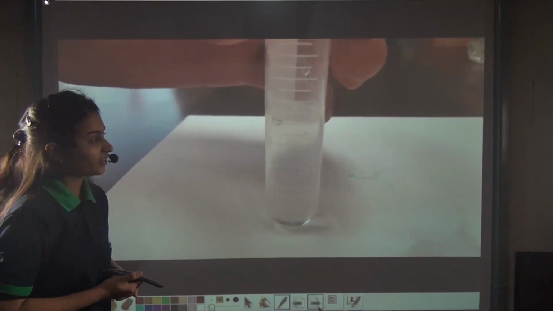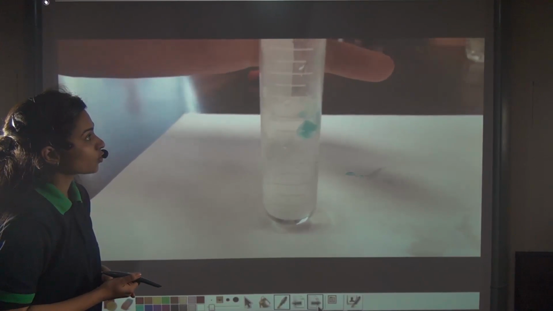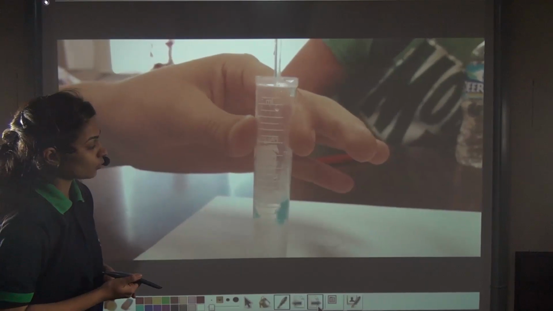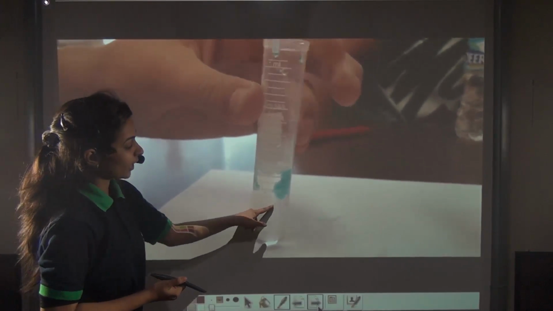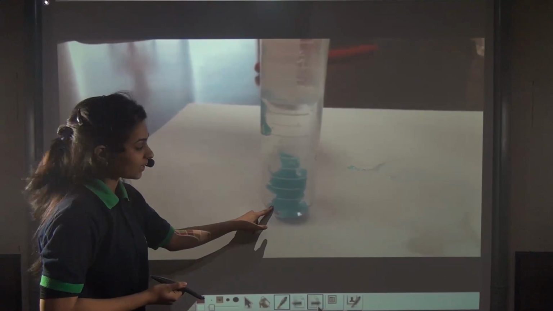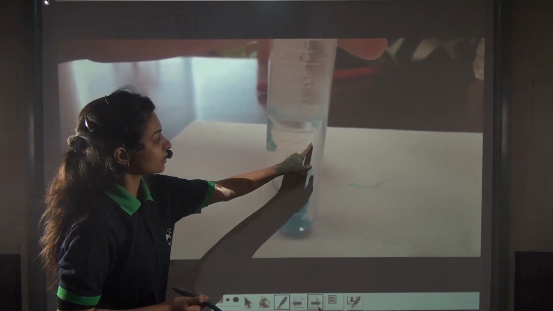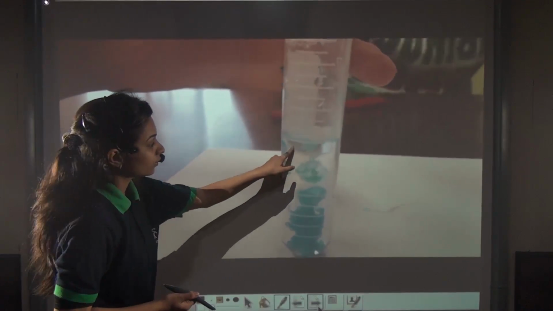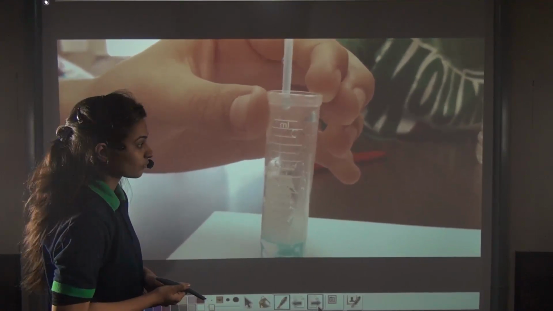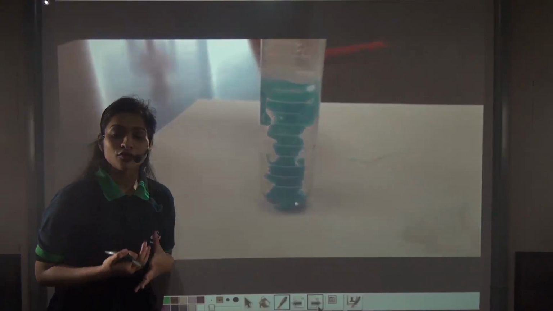This is copper sulfate. Now we will add drops of sodium hydroxide to it. Look what's happening. You are getting an insoluble base, that is copper hydroxide, and this is a soluble salt, that is sodium sulfate. So these are the properties of salts.